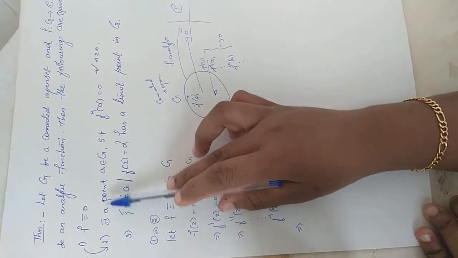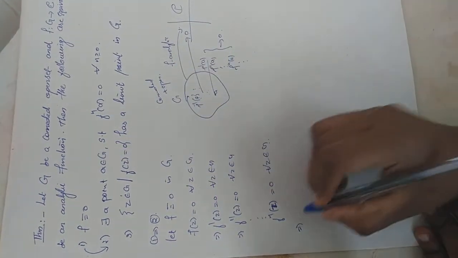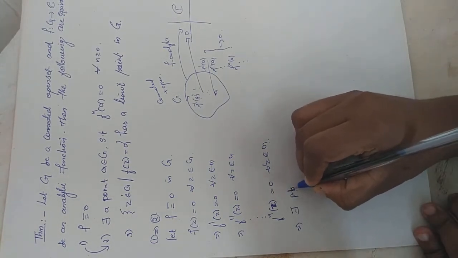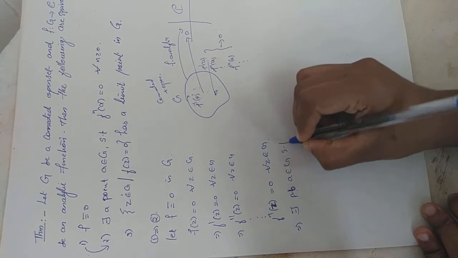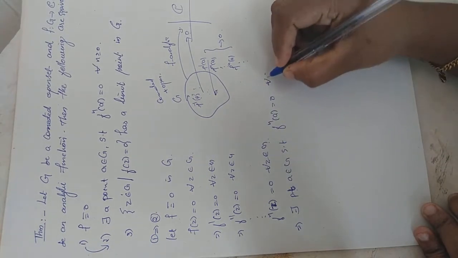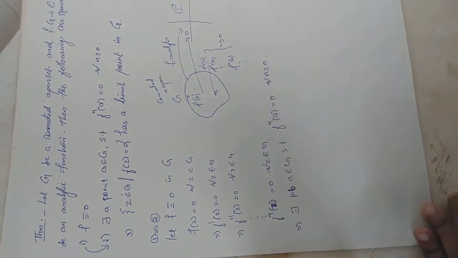The second statement says there is one point, and I can say that every point has this property. So there exists a point A in G such that the nth derivative of f at A is equal to 0 for every n greater than or equal to 0. So we can prove that 1 implies 2 very easily.